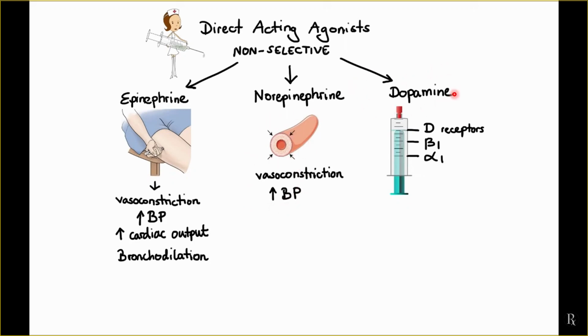Norepinephrine is mostly used as a vasoconstrictor to increase the blood pressure because it mostly acts on the vessels. And dopamine will have different effects depending on the dose. In low doses it will activate the dopaminergic receptors, in medium doses it will activate beta 1 in the heart, and in higher doses alpha 1 in the vessels.